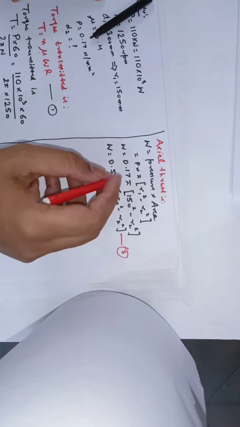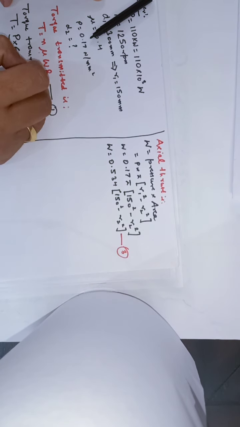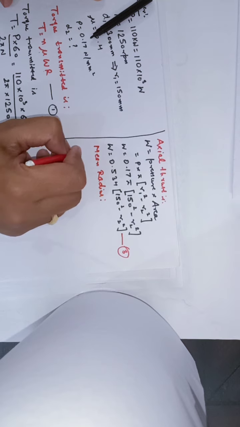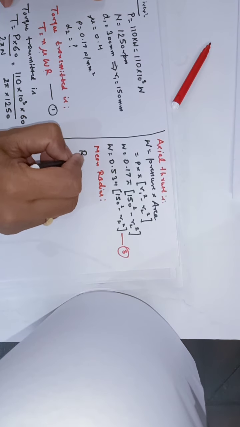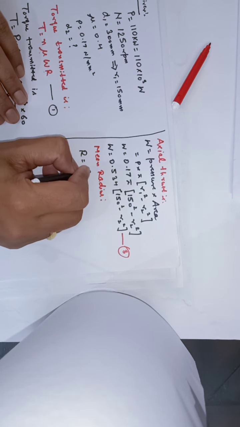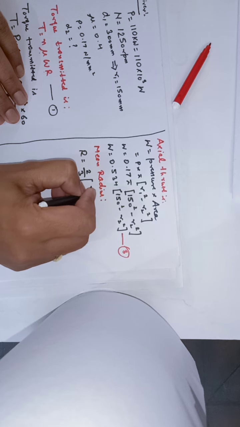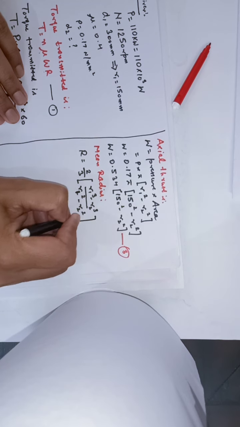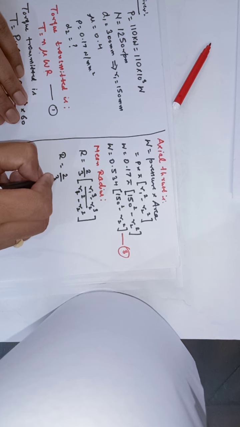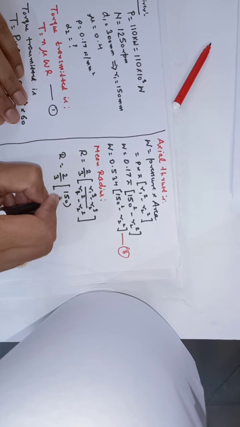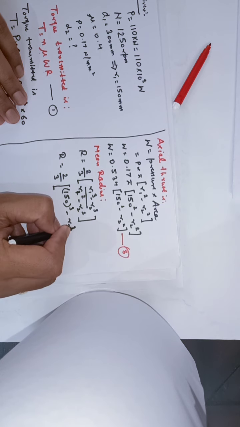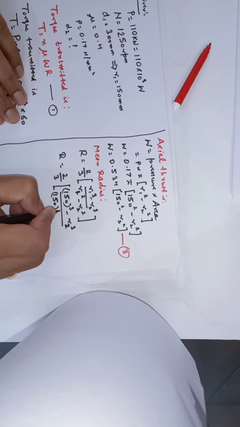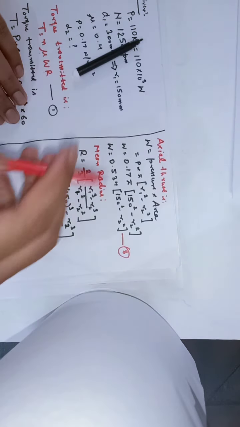Now next we have to find out the mean radius, this capital R. As uniform pressure is given, for uniform pressure the value of mean radius will be 2 by 3 into 150 cube minus R2 cube divided by 150 square minus R2 square. So that will be equation number 4.